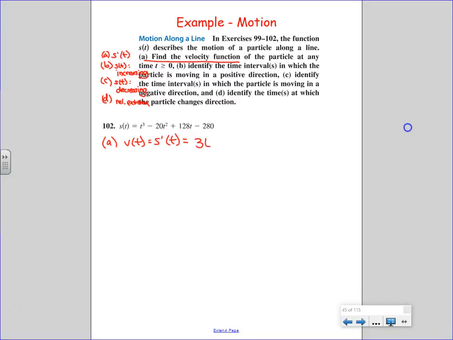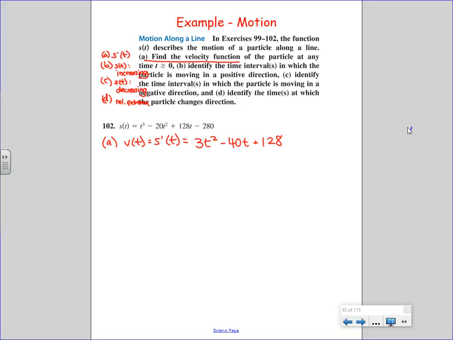3t squared minus 40t plus 128. Ugh. I don't want to factor that. If we had to find our zeros, and it was big old nasty numbers that don't factor very nicely, at least I don't think they do, what do you think we could do?